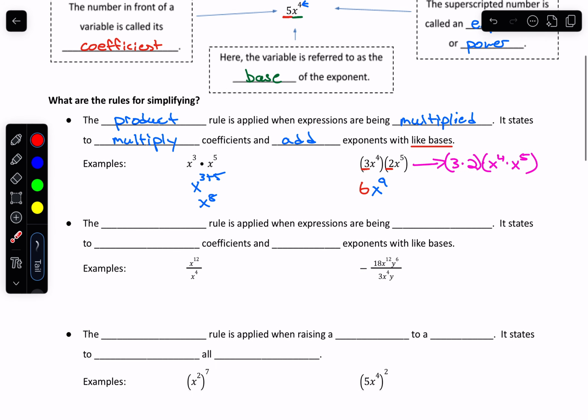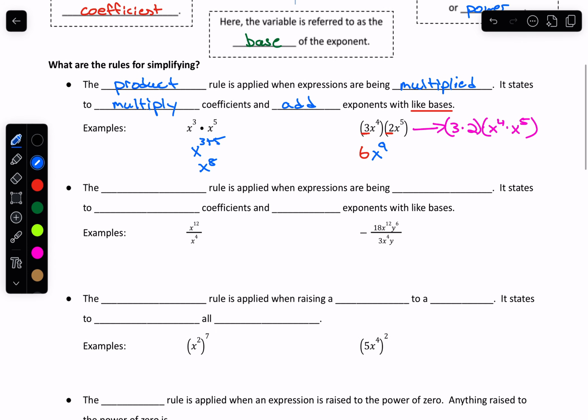All right, next rule we have. The next rule is going to be called the quotient rule. And this is applied when expressions are being divided. It states to divide the coefficients and subtract the exponents. But we're only going to subtract exponents when they have like bases. Okay, so again, if we have a base of x and a base of y, we leave those separate. But when they're both the same base, then we can apply the rule.